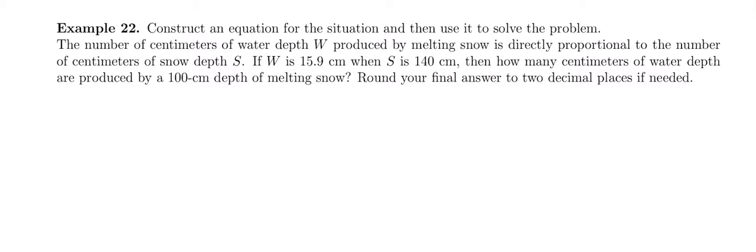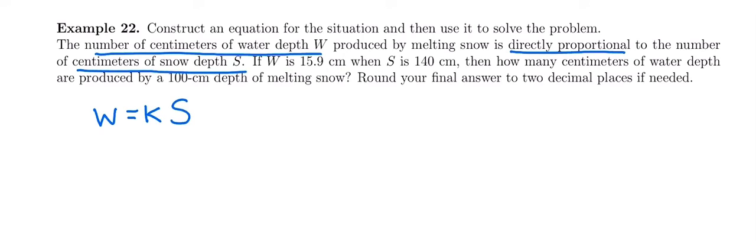Let's look at constructing an equation knowing that we have something directly proportional. So the number of centimeters of water depth, W, is directly proportional to the number of centimeters of snow that's fallen. A problem I know very well as a Vermonter: the more snow, the more water left after the snow melts. And in this first situation, the amount of water is 15.9 centimeters after 140 centimeters of snowfall.